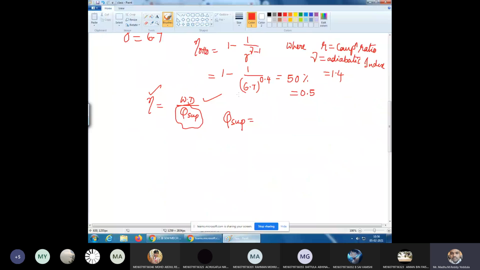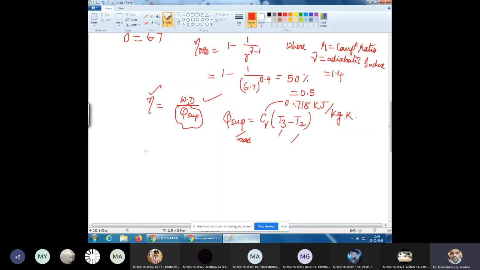Therefore, heat supplied per mass, per mass meaning m equals 1, is equal to Cv into T3 minus T2. What is Cv? Specific heat at constant volume. This value is fixed, you should remember it, or sometimes it is given in the problem. The value is 0.718 kilojoules per kg Kelvin. Now T3 we know, but T2 I don't know.